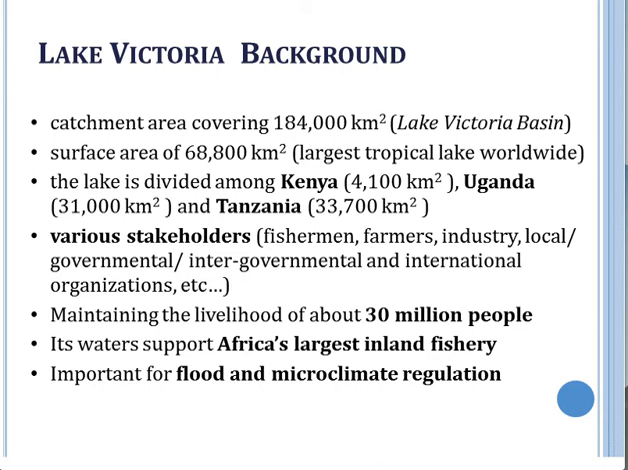We have also a very great variety of different stakeholders. Just let me name the most important ones. Of course, the fishermen, which is a very big industry for a lot of people there. We have the farmers, which are using the land around the lake, and also the waters flowing into the lake. And as it is a very densely populated area, a lot of industry and factories around the lake. And last but not least, there are a lot of local and national organizations as stakeholders of the region.